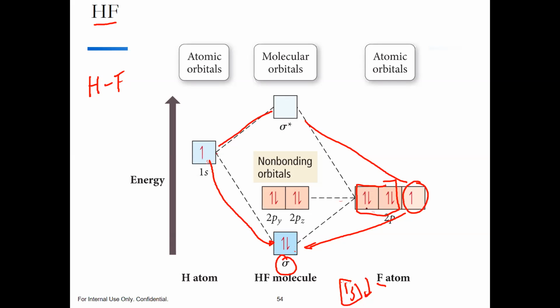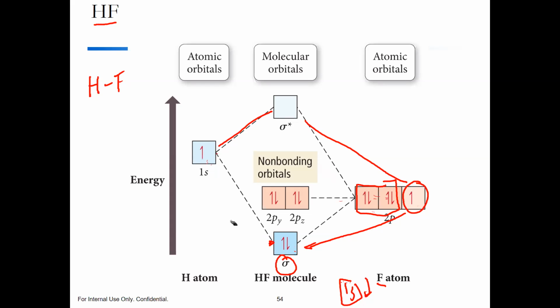These other 4 electrons, they don't have anyone else to interact with. This 1s orbital is going to interact with this 2p orbital, but these other ones have nobody else to interact with. There's no other orbital. So if they have no other orbital to interact with, they're just going to stay by themselves as a 2p orbital. Since they have no one else to interact with, we call that a non-bonding orbital. They're not involved in bonding.